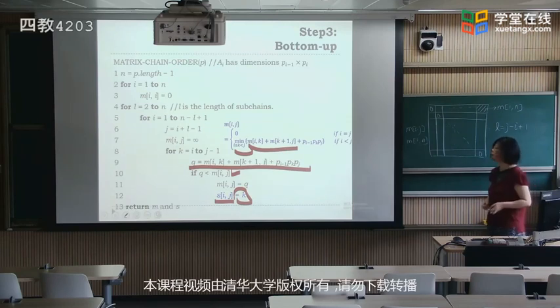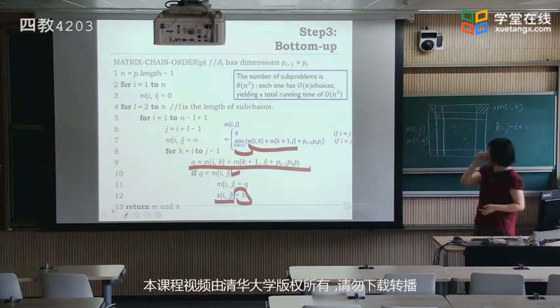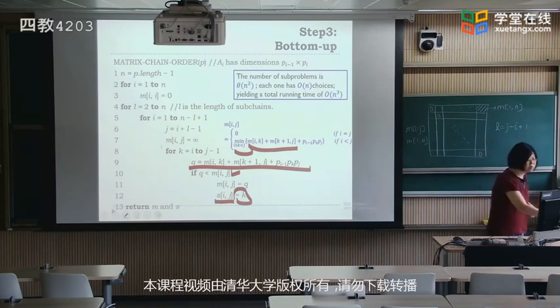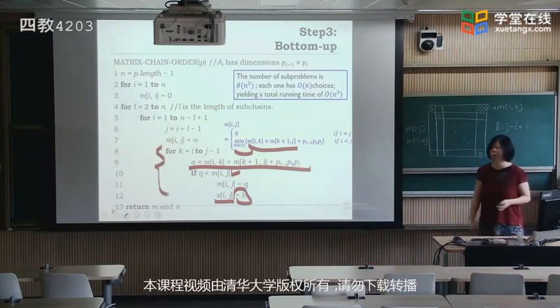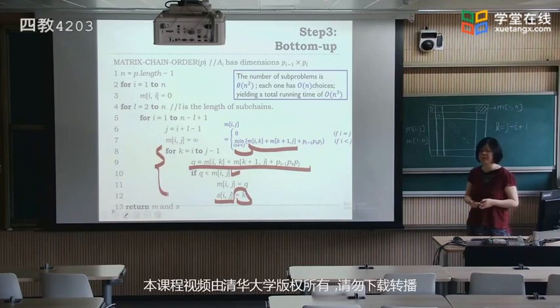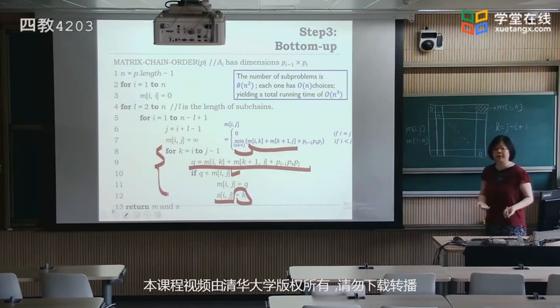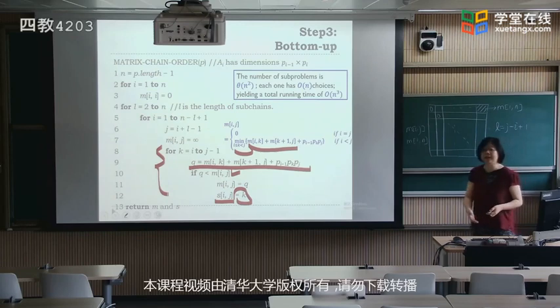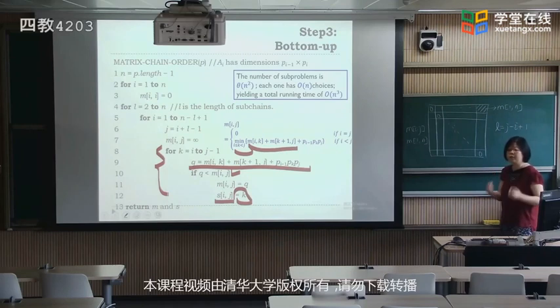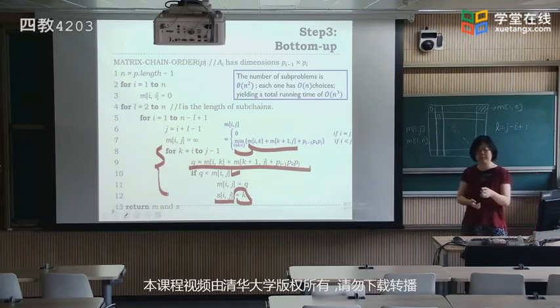Okay. In terms of complexity, the number of subproblems is n squared. So there are n squared entries in this table, and for each of them we need to perform this for loop, and this for loop has a complexity of big O of n. So overall, the total running time is n cubed. So remember, the brute force algorithm is exponential, and a naive recursive version is also exponential. And here, the bottom-up version is actually an n-cubed algorithm.